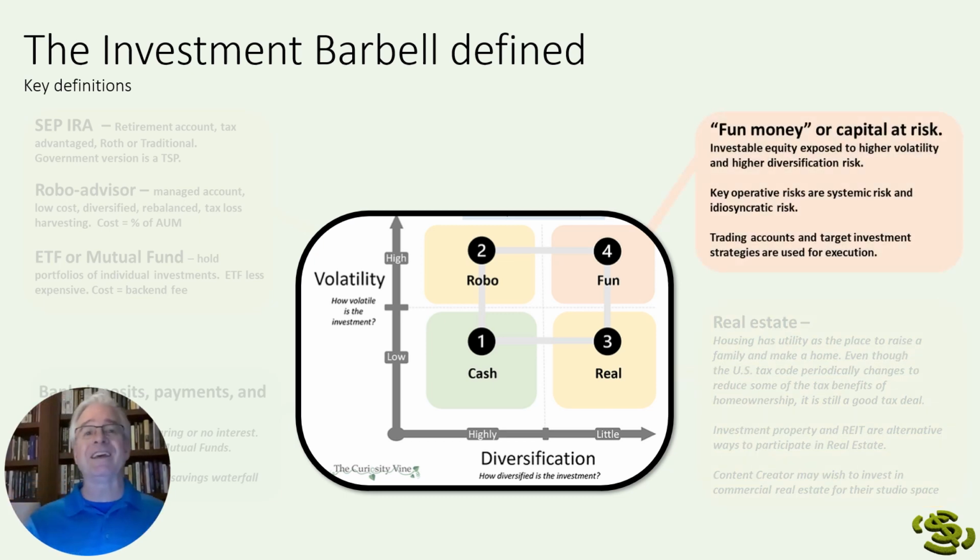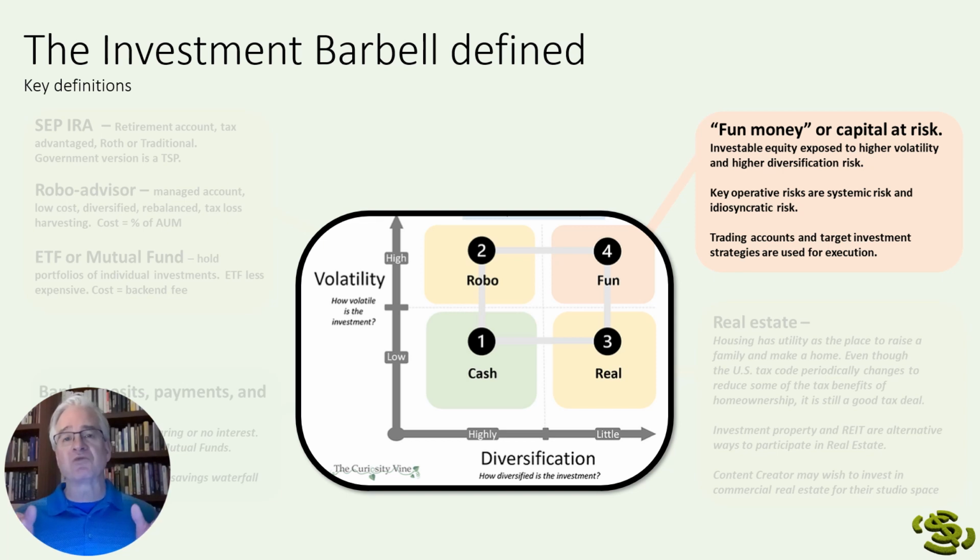And then finally, quadrant 4. This is fun money or capital at risk. Investable equity exposed to higher volatility and higher diversification risk. Key operative risks are systemic risk and idiosyncratic risks.